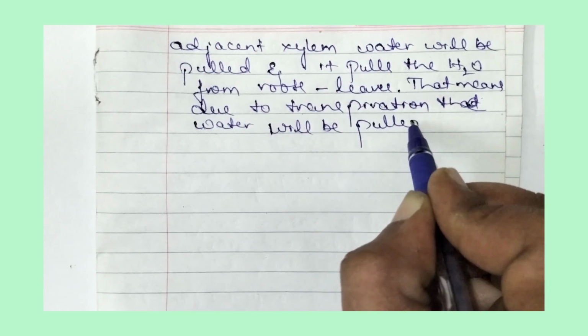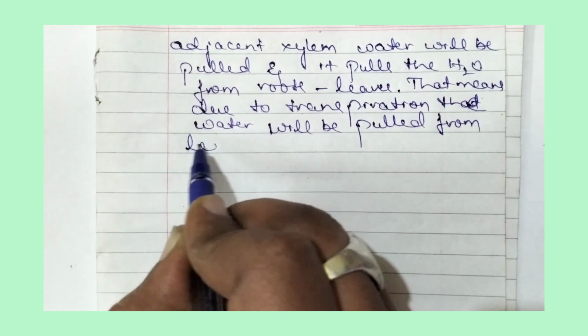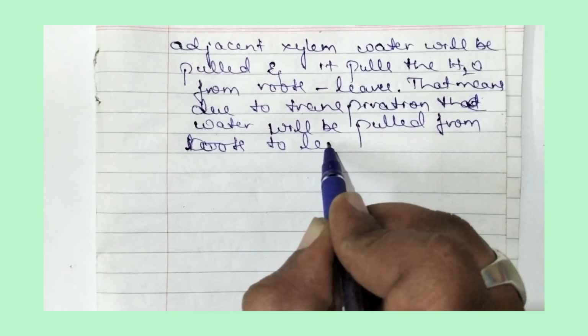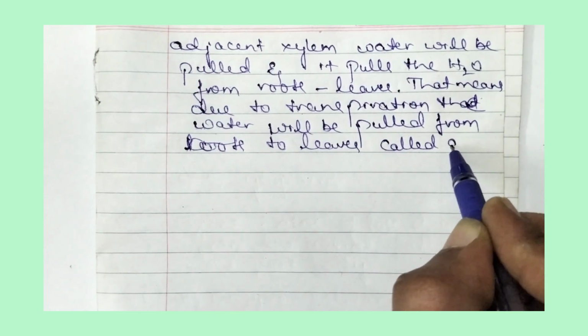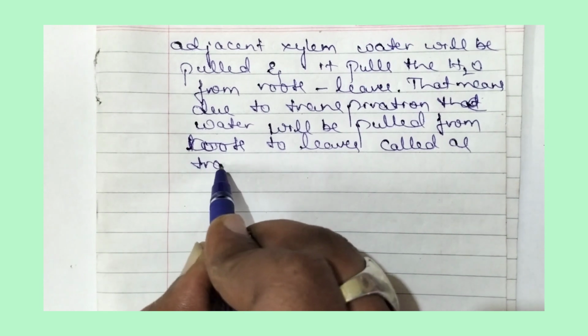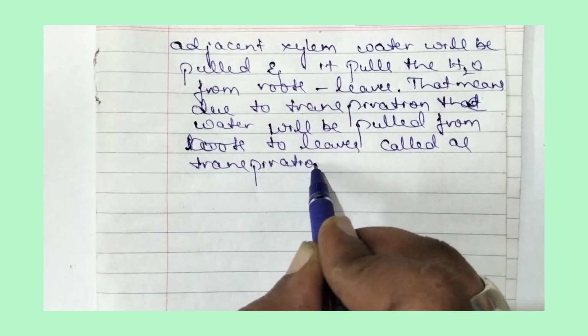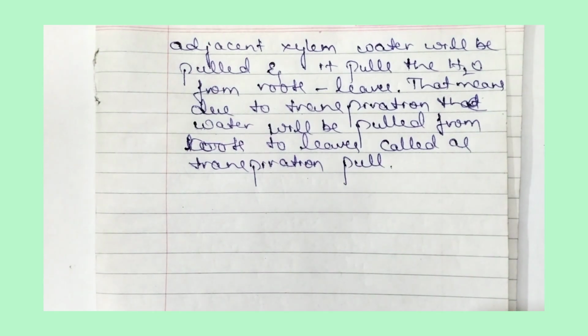The water will be pulled from roots to leaves, called transpiration pull. So if the transpiration takes place only, the transpiration pull will occur. Then only water will be transported from roots to leaves. So this is the answer for the 19th question.